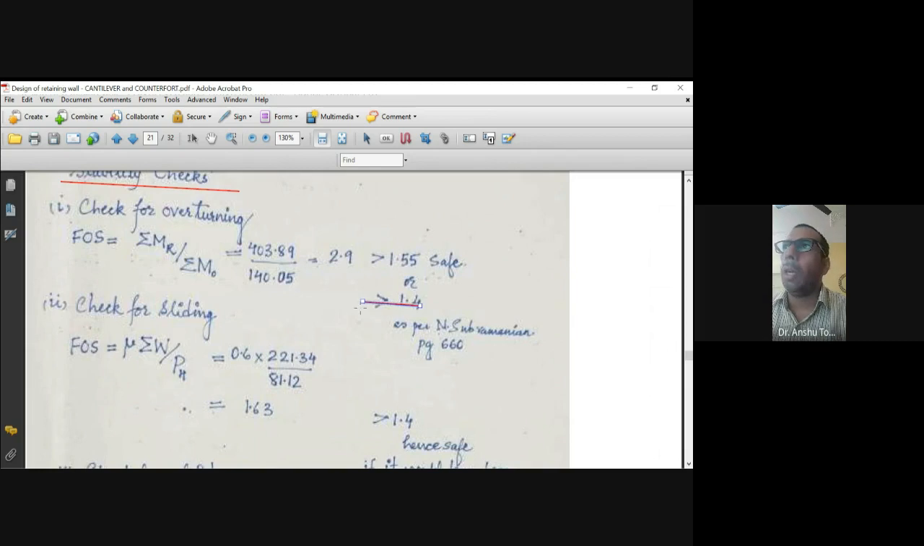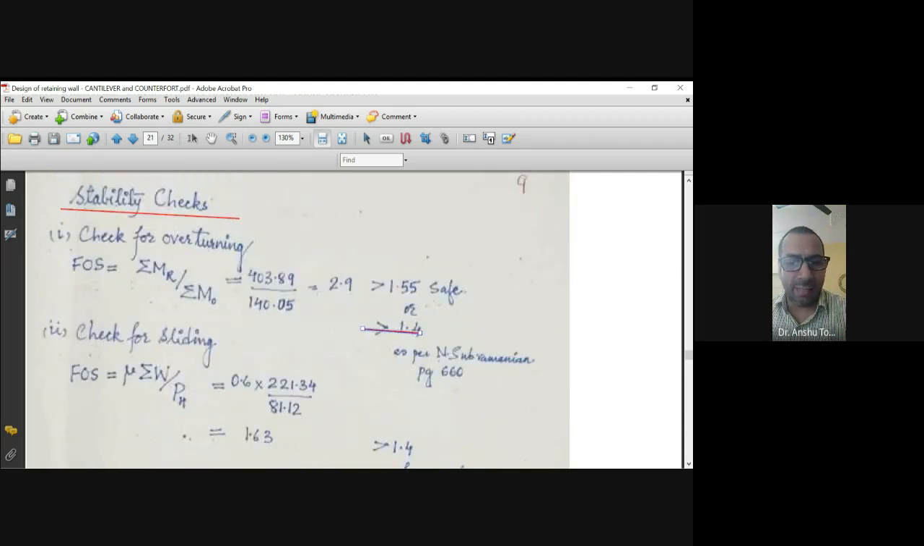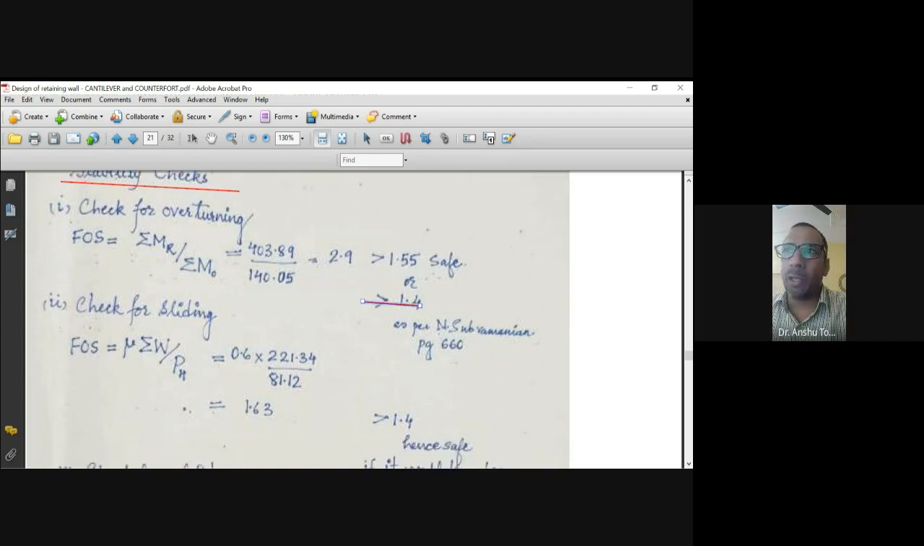So if your summation MR upon summation M0 is coming more than 1.5, that means your retaining wall is safe against overturning. And the same check in case of sliding: in sliding, shear force is dominant. That is why the coefficient of friction comes into picture, and the horizontal load acting onto the retaining wall comes into picture. So it becomes mu into summation W upon PH.